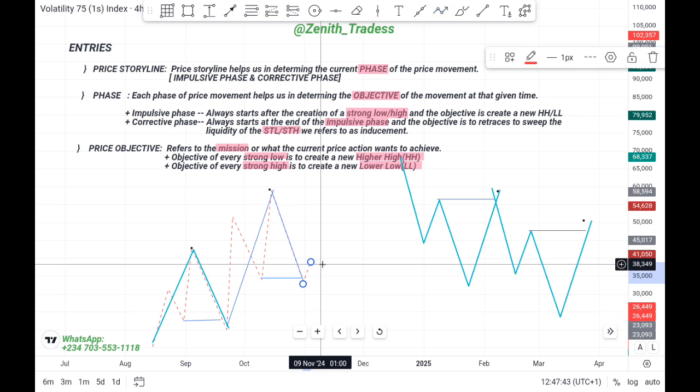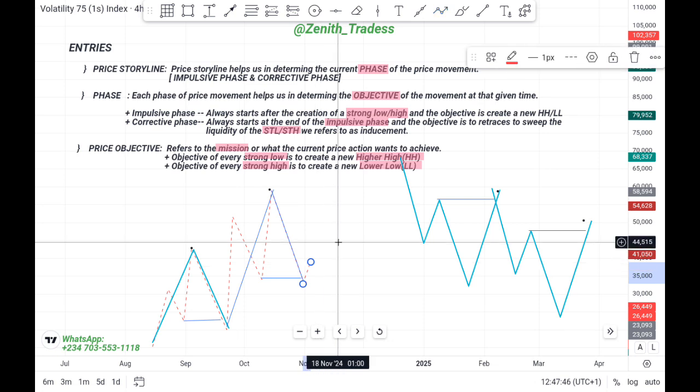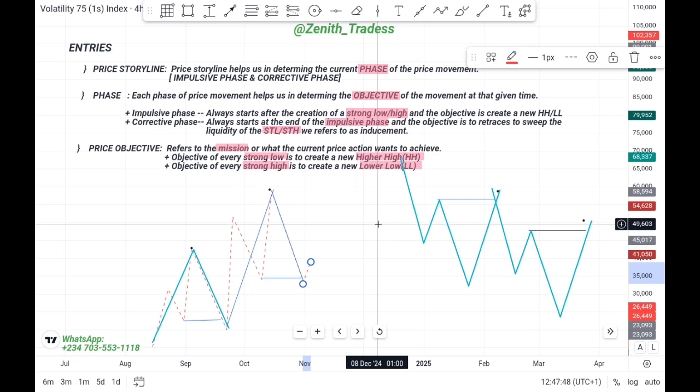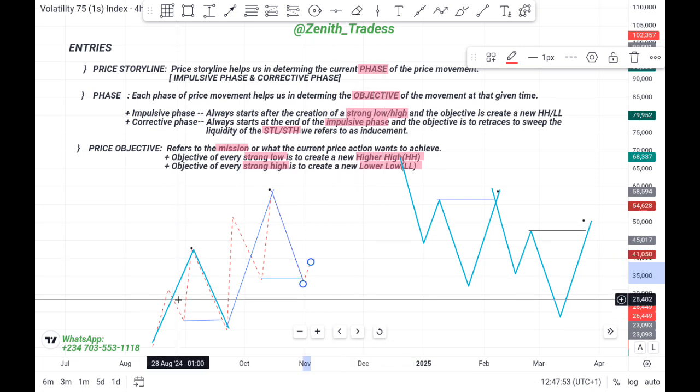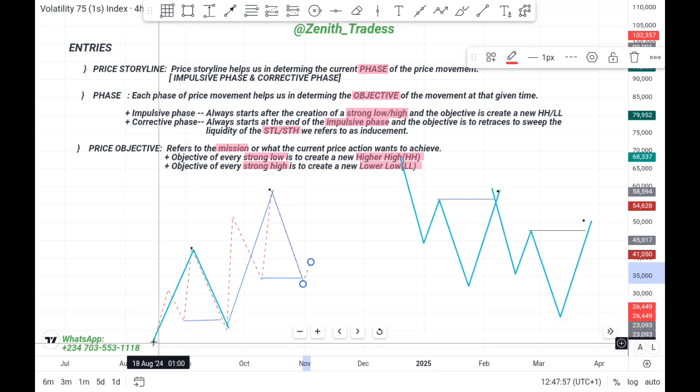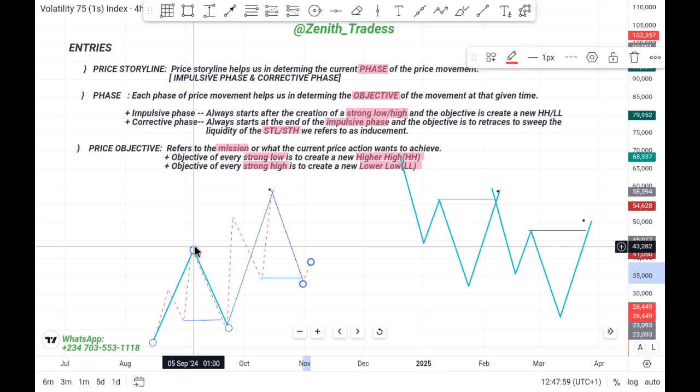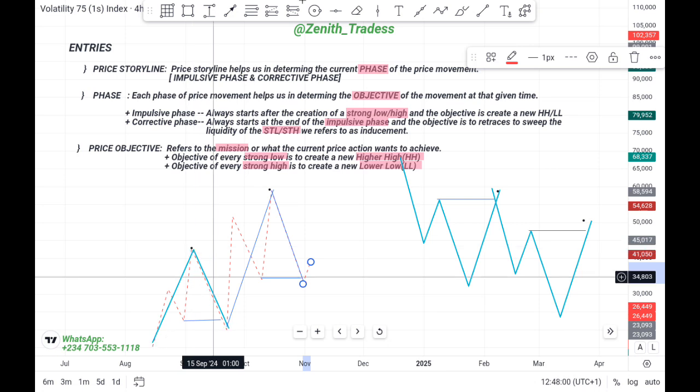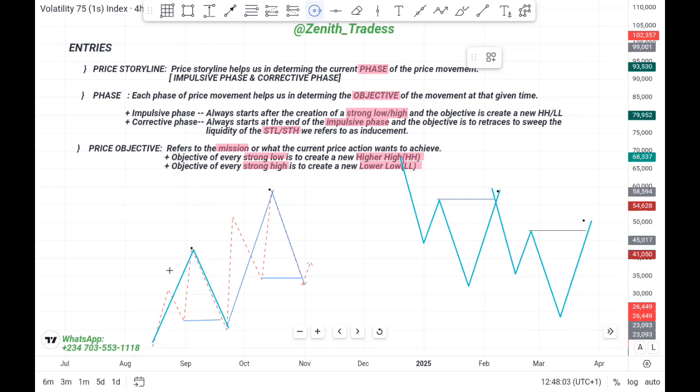So that's why you need to have the price storyline. You need to know how to read the storyline in order for it to tell you the current phase of the price, and the phase will then let you know what the objective is. The objective of every strong low is to create a new higher high. In an uptrend, this is a strong low here, this is a strong low here, this is a strong low.